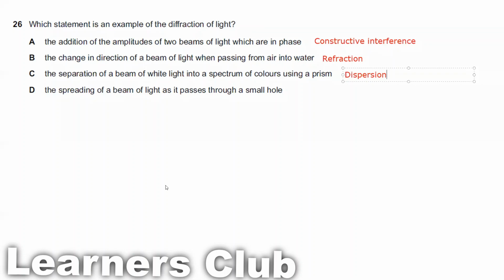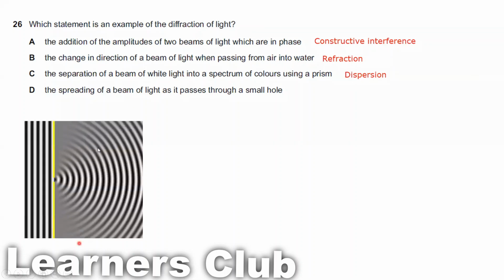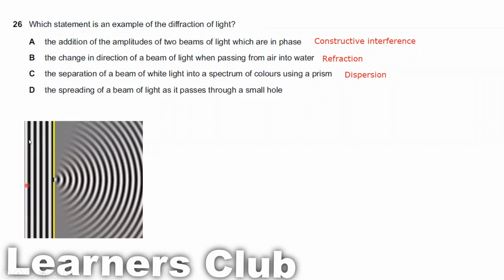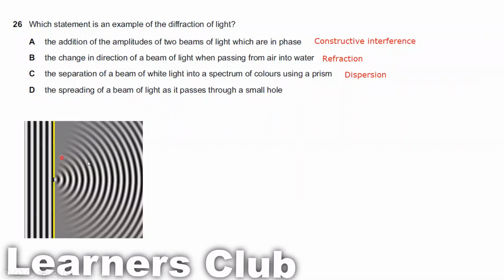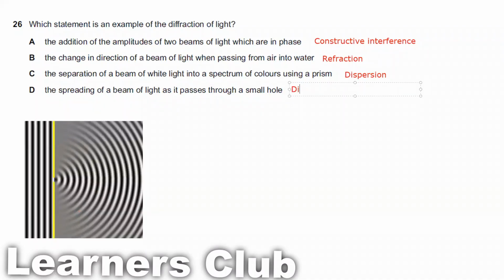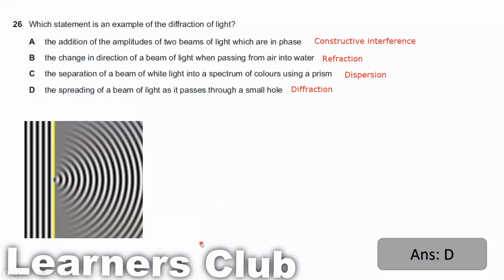So when light passes through a small hole, it will spread like this. So you can see a plane wavefront, when it passes through a hole, forms a circular wavefront. So that's diffraction. So the question says, which statement is an example of diffraction of light? In this case, the correct answer is option D.